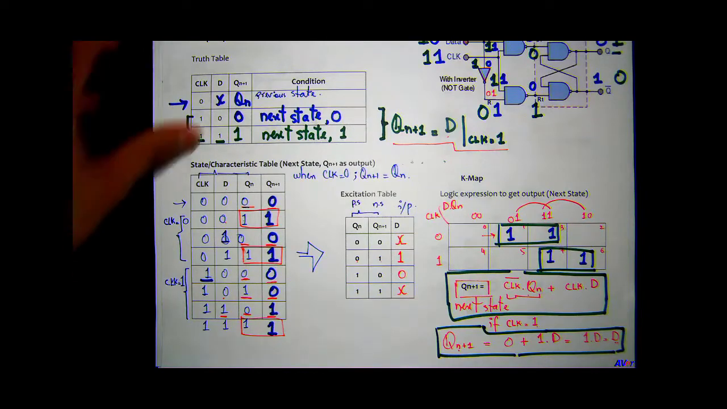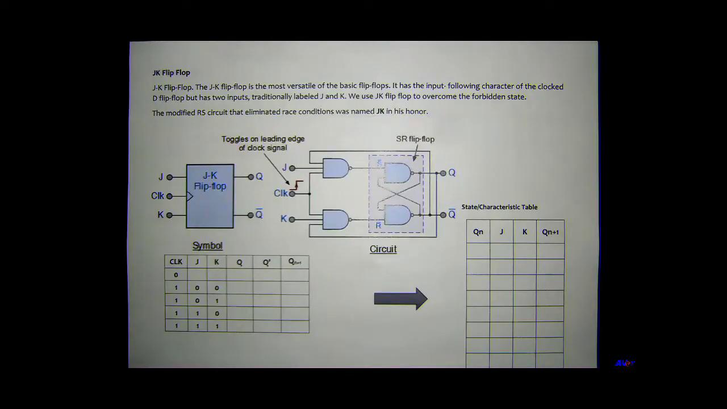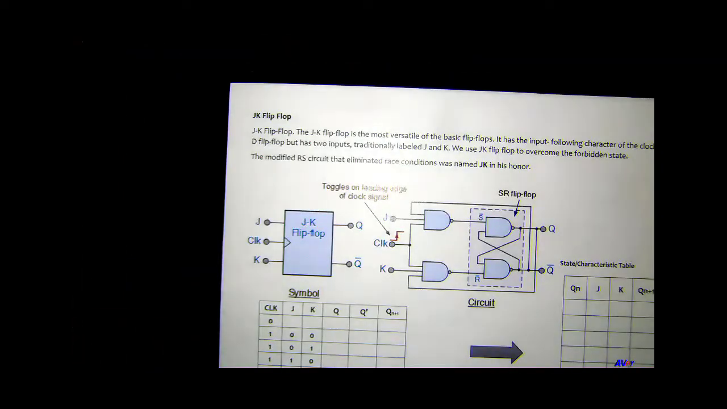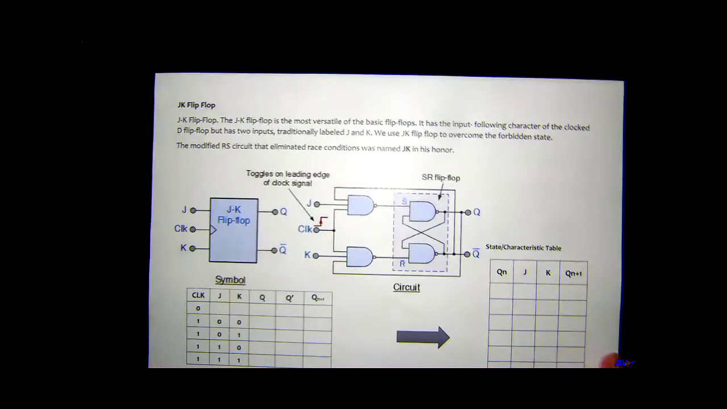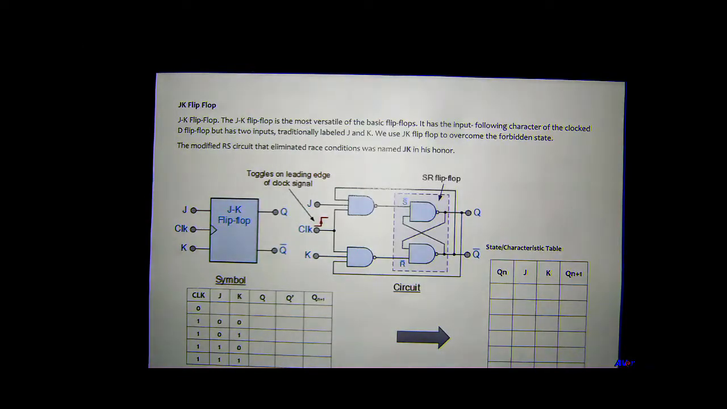Okay, so we have covered the SR flip-flop. Let's get started with the JK flip-flop. Now, a JK flip-flop is the most versatile of the basic flip-flops. It has the input-following character of the clocked D flip-flop, but has two inputs, traditionally labeled J and K. We use the JK flip-flop to overcome the forbidden state. The modified RS circuit that eliminated the race condition was named JK in his honor.